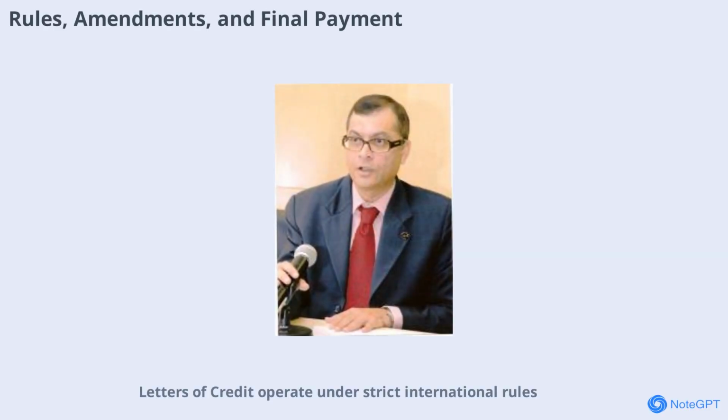Letters of credit operate under strict international rules, primarily the UCP 600, which standardizes practices worldwide. Amendments to an LC can only be made with the agreement of all involved parties, ensuring stability and predictability. Once the seller presents the required documents, the bank examines them for compliance. If everything is in order, payment is made as specified, either at sight or after a deferred period.